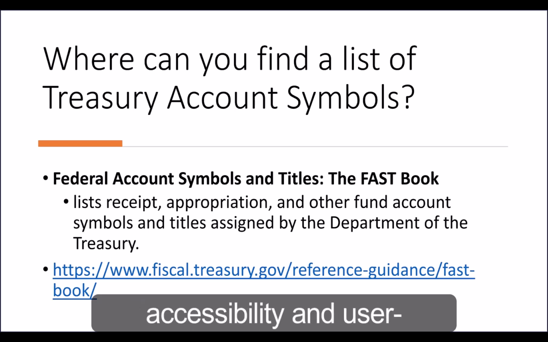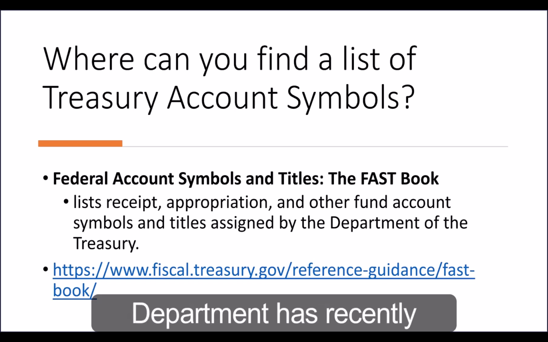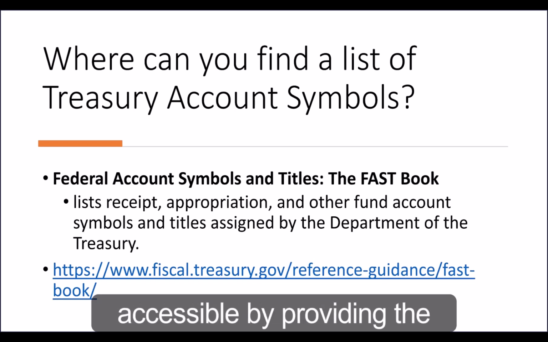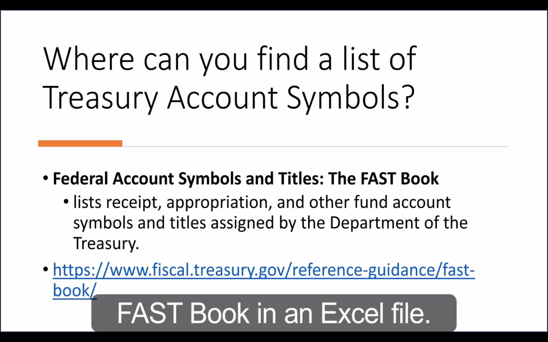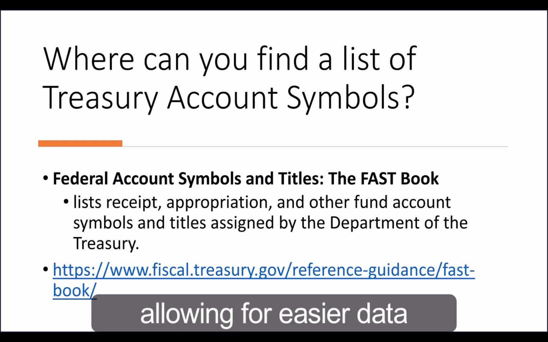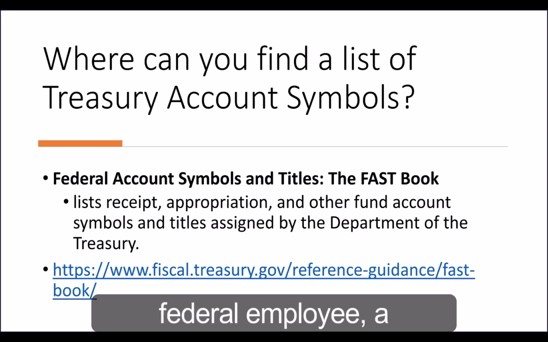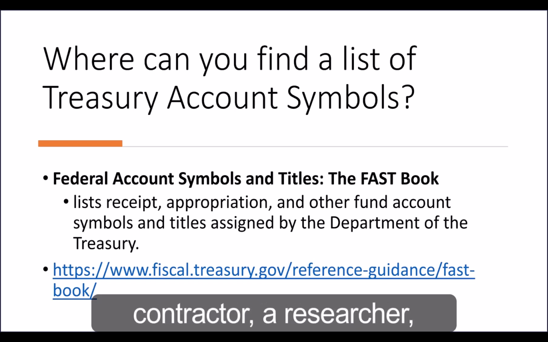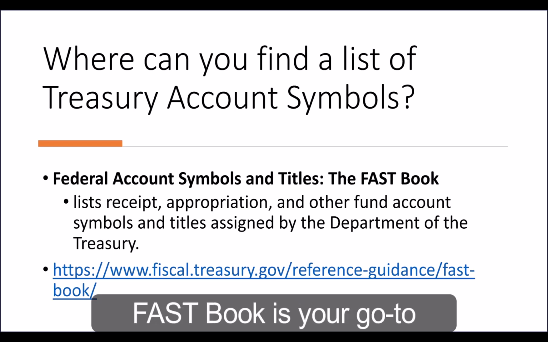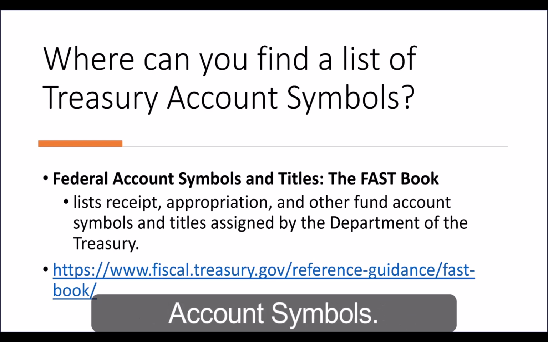Recognizing the need for accessibility and user-friendliness, the Treasury Department has recently made this information more accessible by providing the FAST book in an Excel file. This is a significant improvement over the previous PDF format, allowing for easier data searching, sorting, and analyzing. Whether you're a federal employee, a contractor, a researcher, or a curious citizen, the FAST book is your go-to source for understanding and interpreting Treasury account symbols.